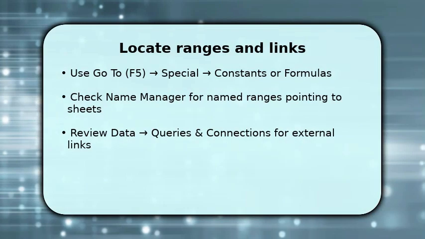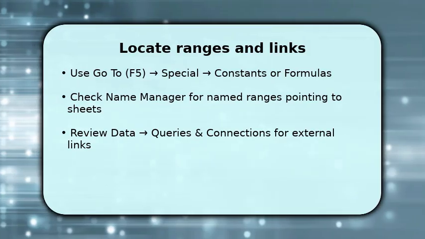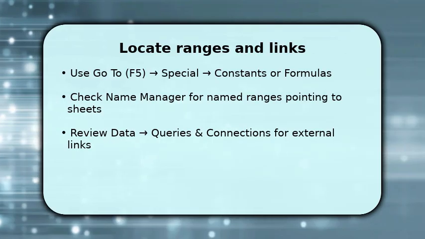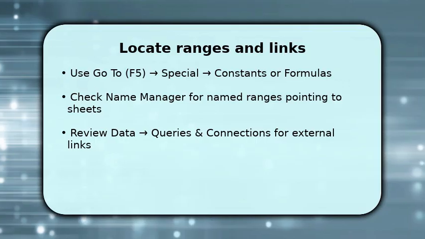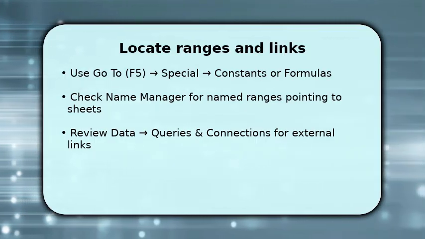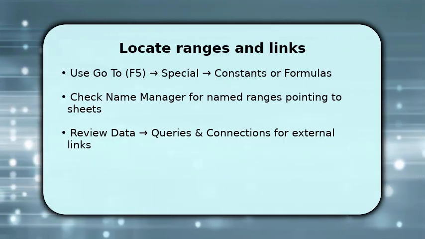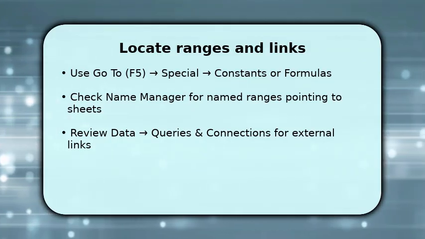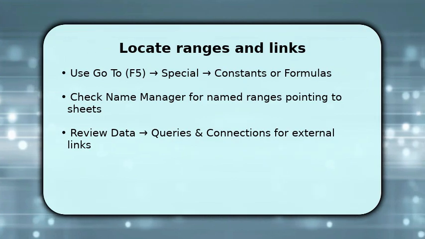Once you can see sheets, map where the actual data sits. Press F5, choose Special, then Constants or Formulas to highlight populated cells. This tells you used ranges fast. Then open Name Manager to find named ranges that reference different sheets. They often reveal the real source. Also inspect Data, Queries and Connections, and Edit Links to find any external workbooks feeding values. Make sure to expand collapsed rows and filter columns to reveal masked data during this exploration.